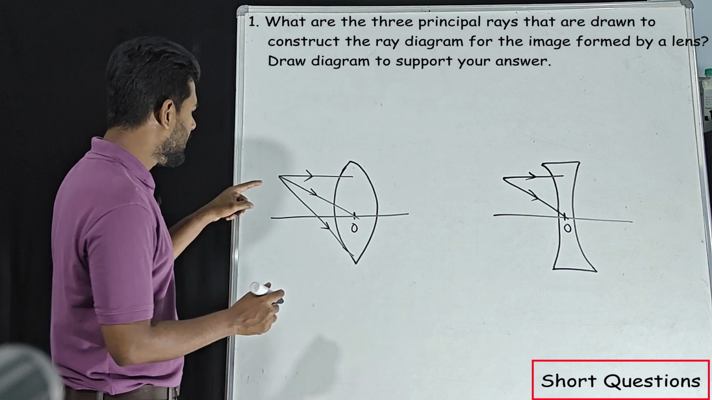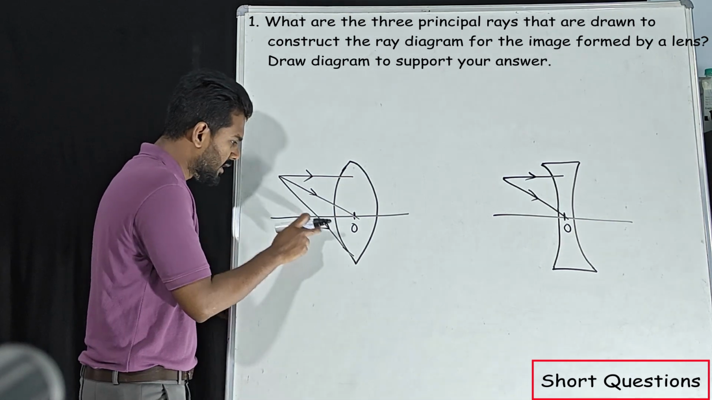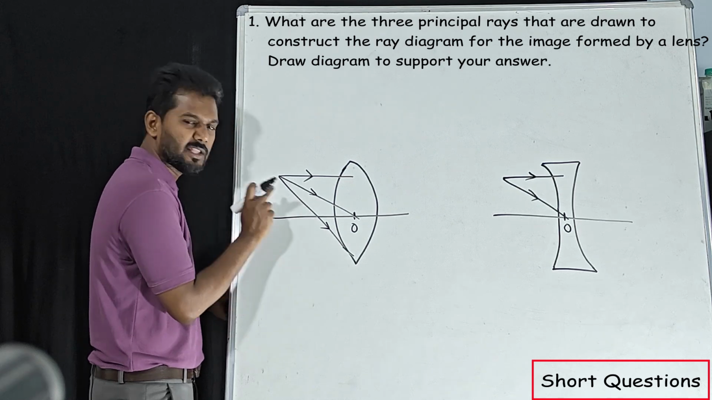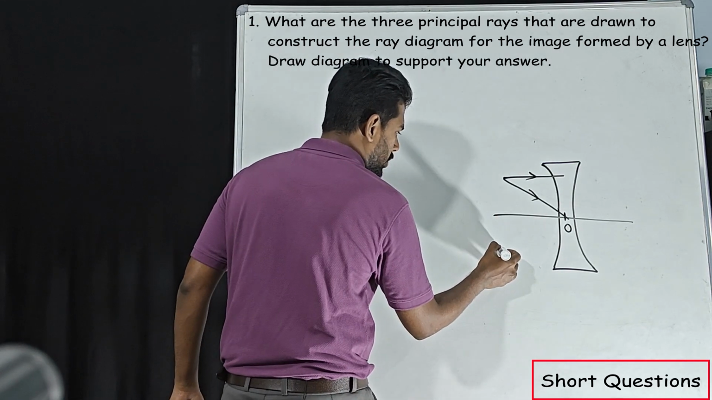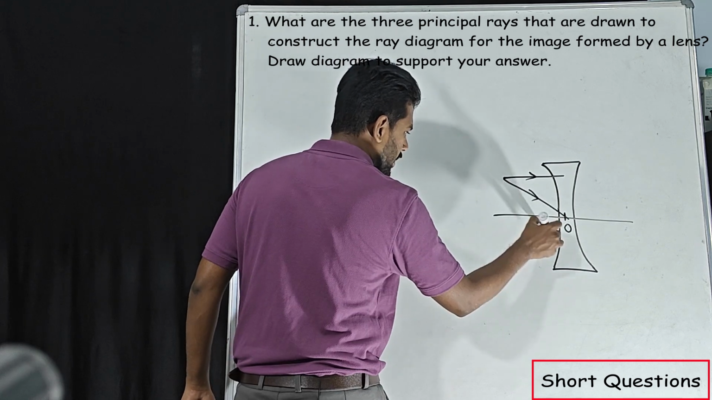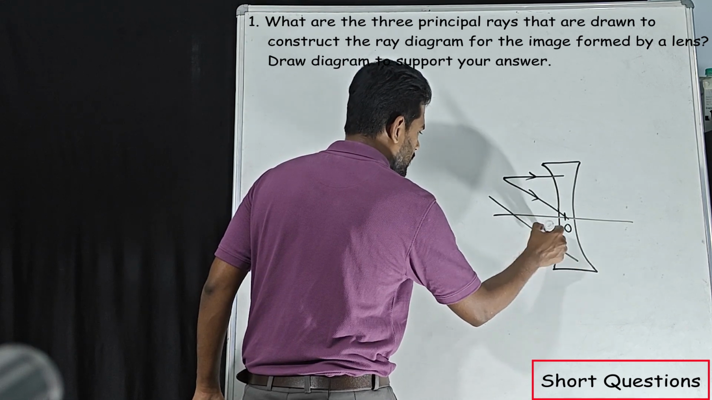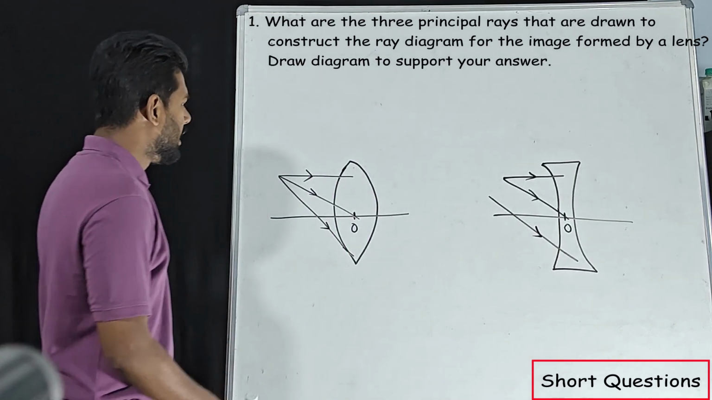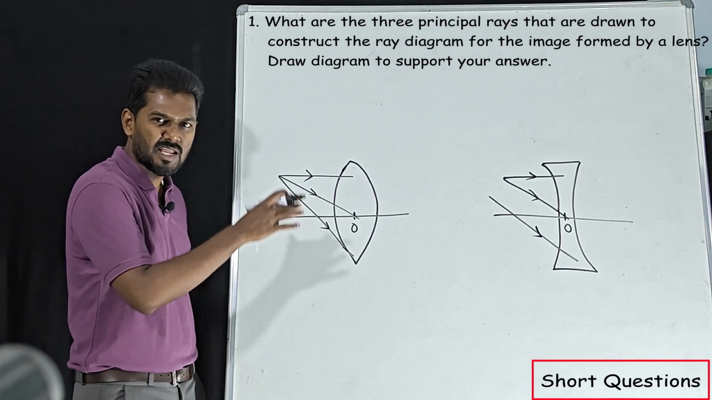You see, in here this ray is not parallel to principal axis, correct? There is no rule that you have to draw it like this only, okay? If it is not parallel to principal axis, you can draw it like this, you can draw it like this, you can draw it like this. Anything is possible. This is also possible, okay? These are the three principal rays they are talking about. So they are not just asking this one.